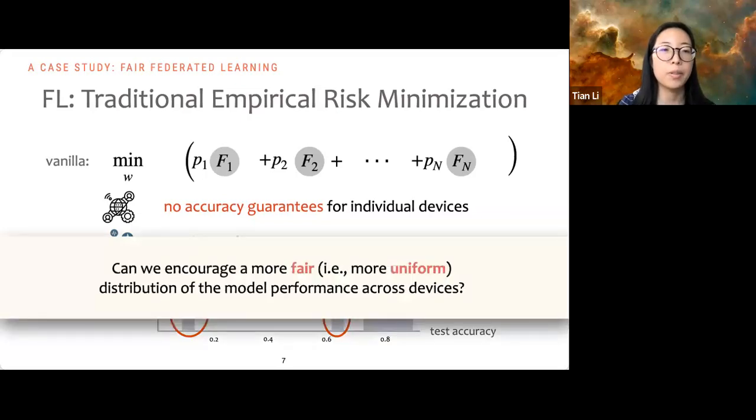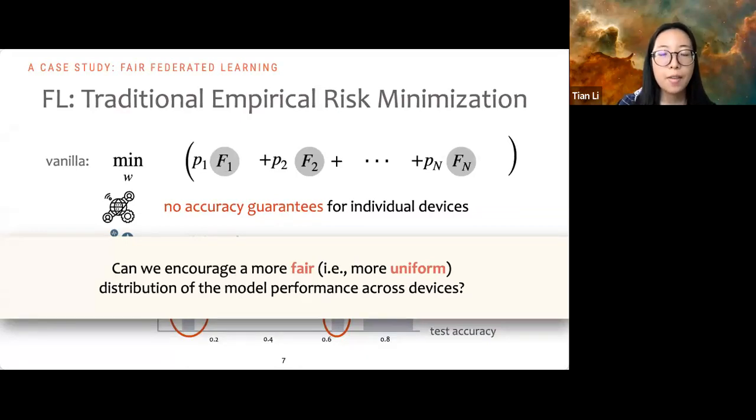And the question we want to ask is, can we encourage a more fair or a more uniform distribution of the model performance across devices? The motivation is that from a service provider's perspective, we would like to offer consistent quality of service across all the participants in federated networks.